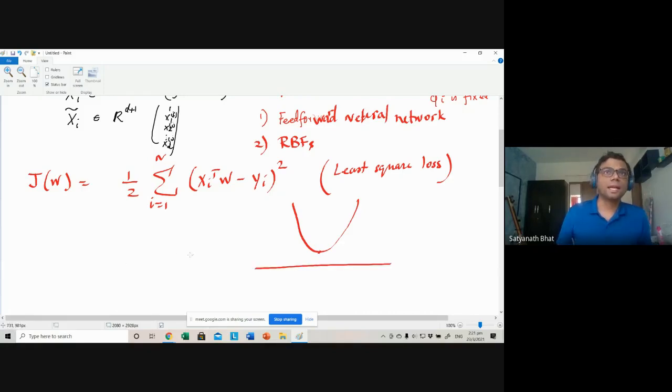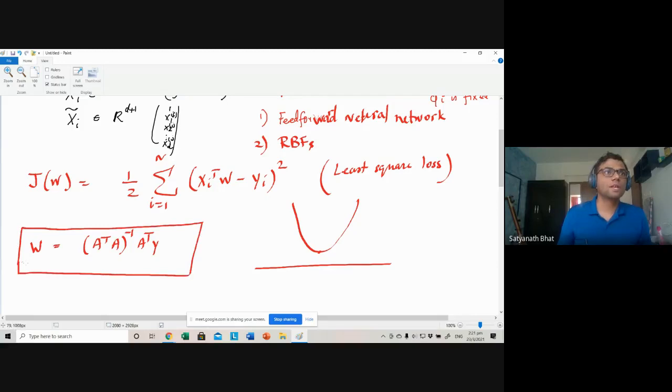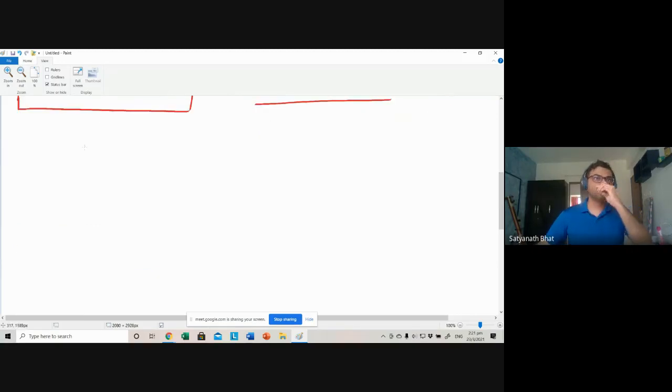So you can directly analytically solve for it, and that gave rise to one formula, which is called the pseudo inverse. Sometimes it is called the least square inverse. So (A transpose A) inverse A transpose Y. This one we saw, and we also saw we can use a gradient descent approach to solve it.